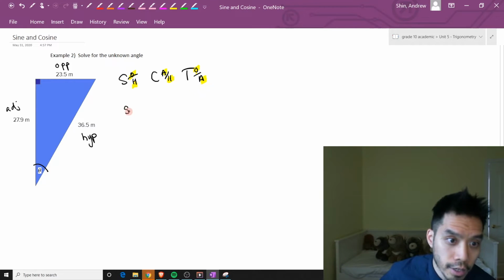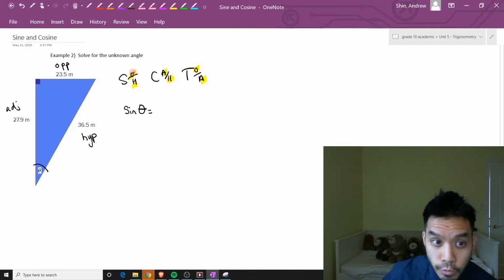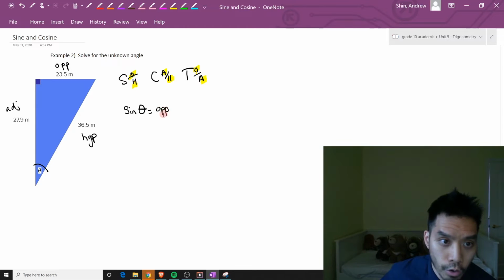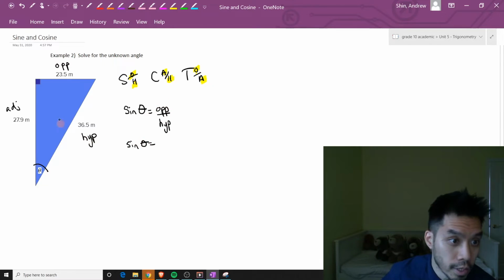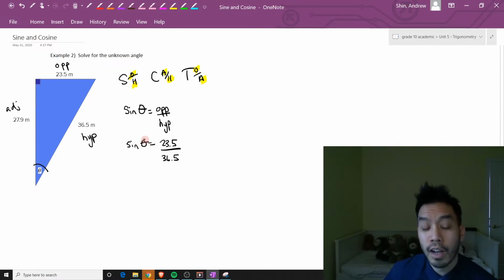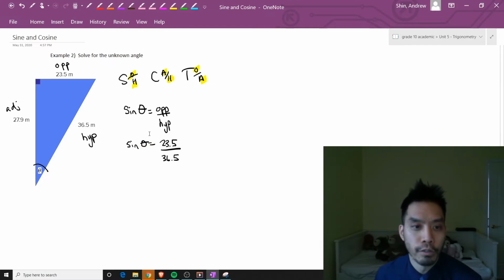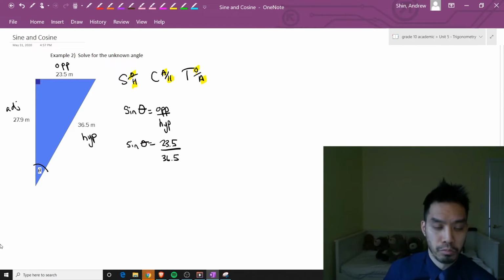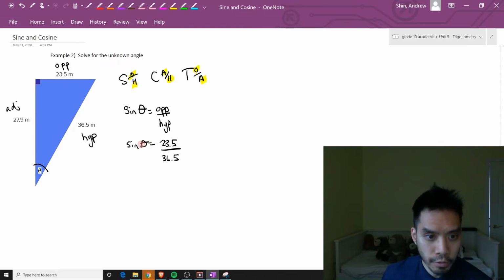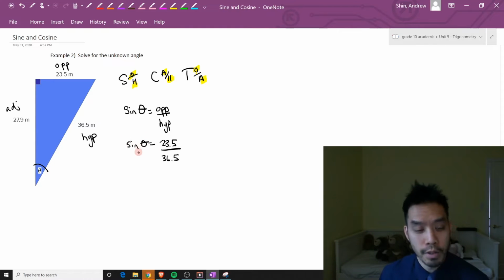So sine of an angle, this focus angle, according to this formula, is opposite over hypotenuse. And again, we need to solve for theta here. Opposite, in this case, I know it's 23.5. And my hypotenuse is 36.5. And now we need to isolate for theta. We're trying to solve for an angle. We need to go the other way around. We need to isolate for theta, getting rid of sine. So what's the opposite of sine?